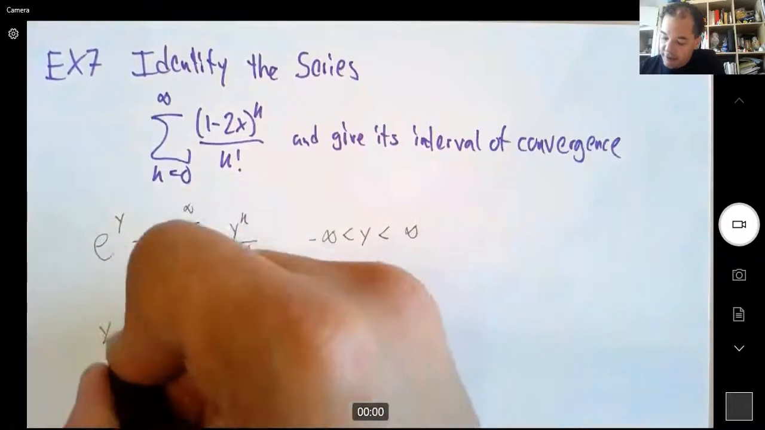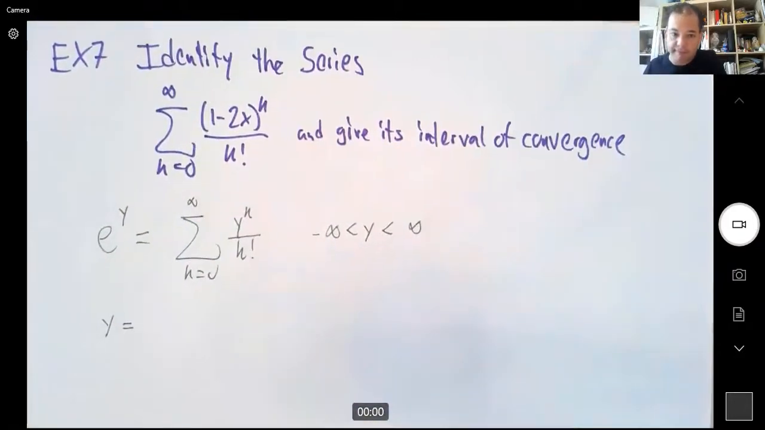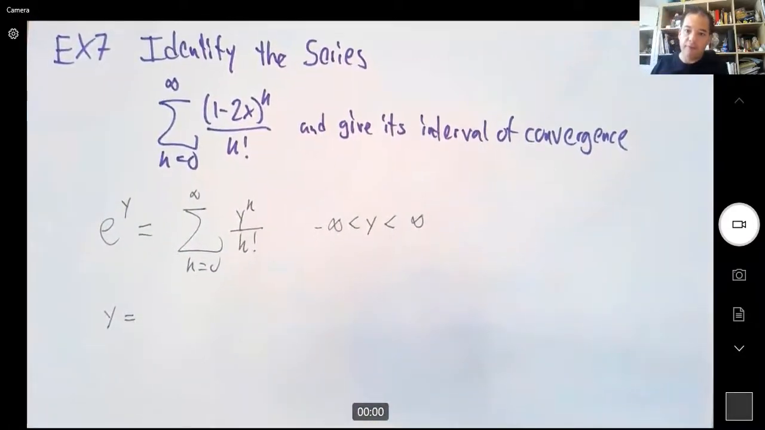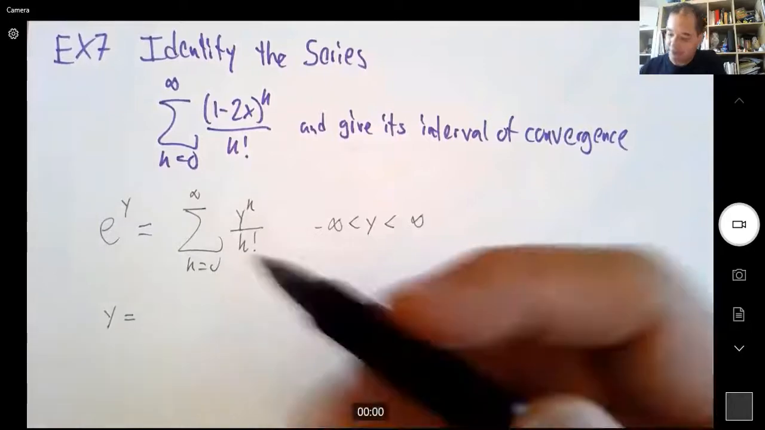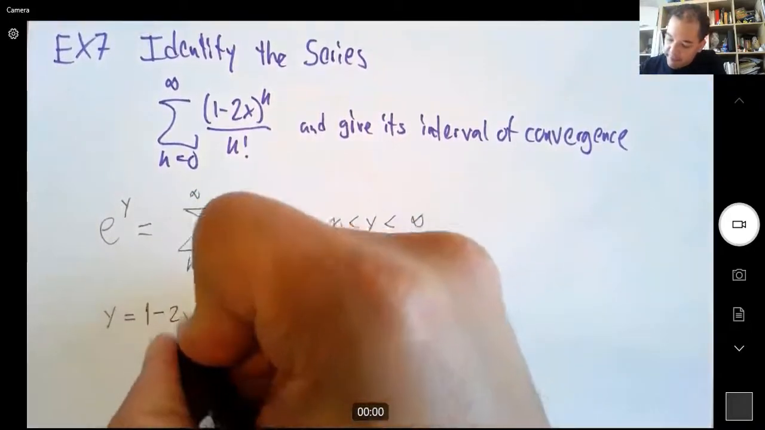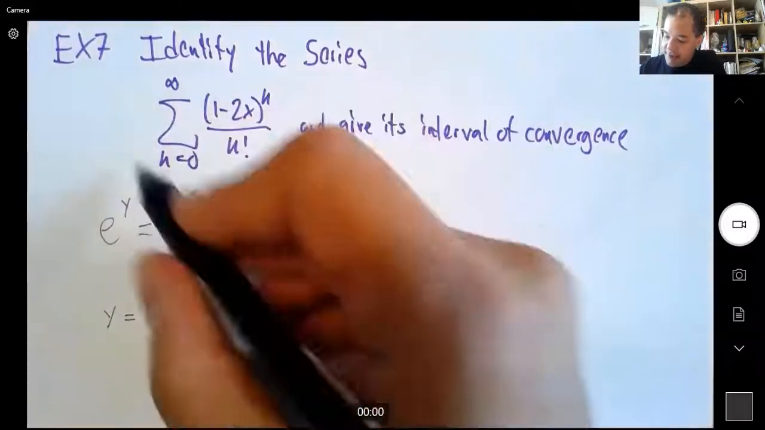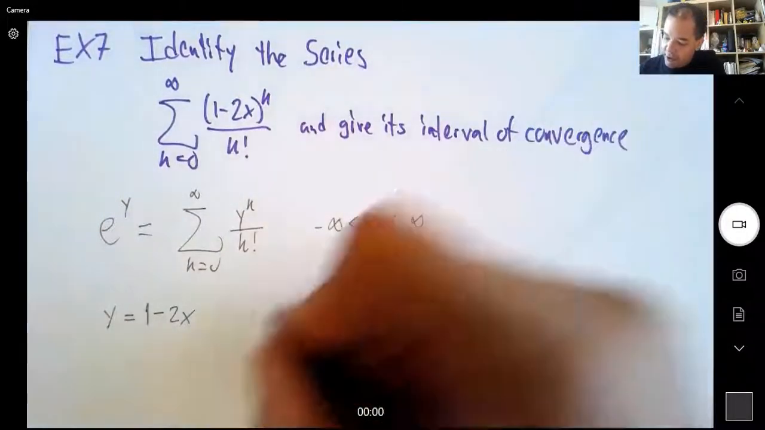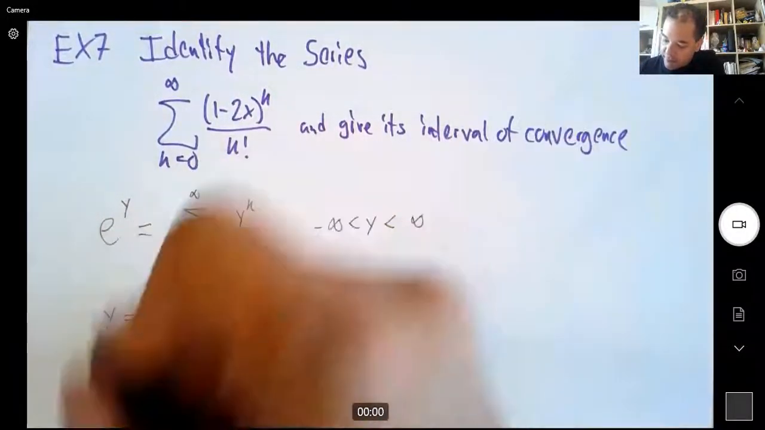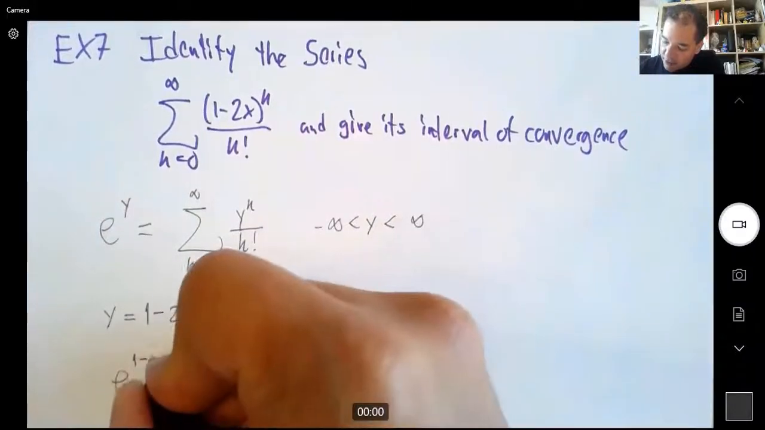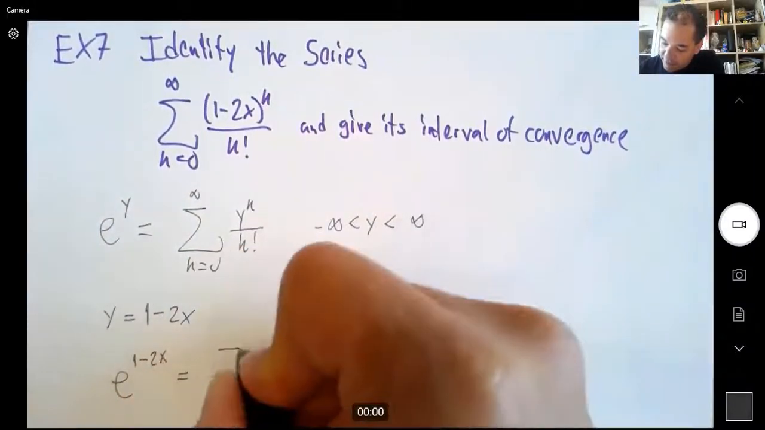And here it is easy, right? What is the y we should plug? 1 minus 2x. Yes, exactly. 1 minus 2x, right? We put 1 minus 2x, and we get exactly the one we want. So that means that this series is equal to e to the (1 minus 2x).